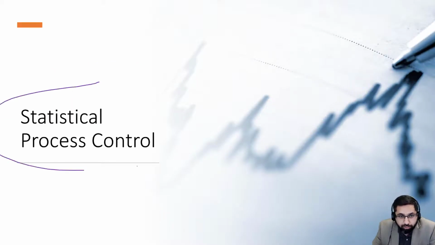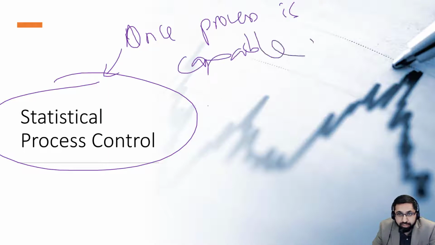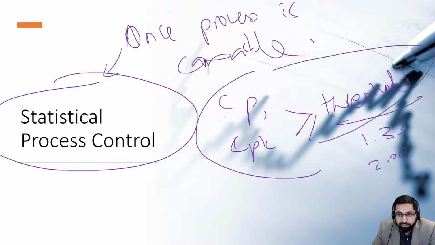Now we get to statistical process control. We do that once the process is capable. Okay, once the process is capable, CP and CPK are bigger than or equal to the threshold, whatever our threshold is. It can be 1.33 for 4 sigma, it can be 2.00 for 6 sigma, and so forth. Whatever our threshold is, if CP and CPK are both bigger than or equal to the threshold, that means the process is capable.